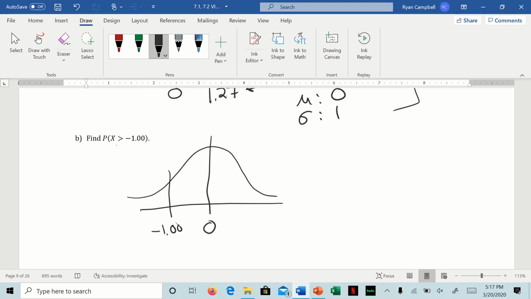Step 2. Since it's greater than, we want to shade everything to the right, right? All of these numbers are bigger than negative 1. And so this whole shaded area is what we are trying to find, which is good because this is probability. Probability is up here. We know we're probably doing it okay.